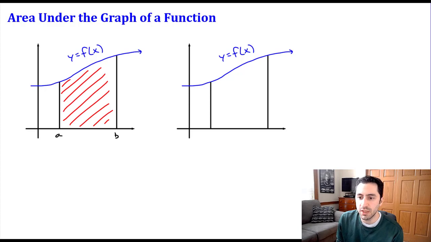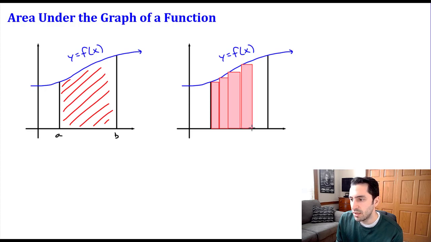So what I can do is I can take this region from a to b, and I can split this up into a bunch of different rectangles. I know that the area of a rectangle is its width times its height. So if I fill in this region as best I can with a bunch of rectangles, like so, what I'm going to end up with is not necessarily the exact area, but I am going to end up with something that is very close to the area of this region.